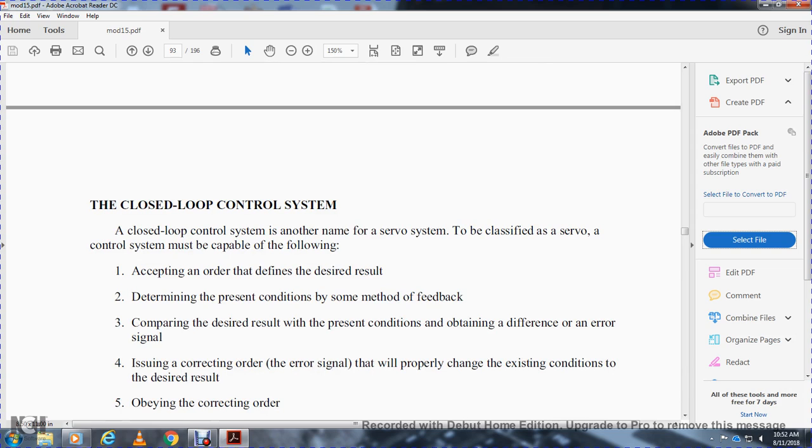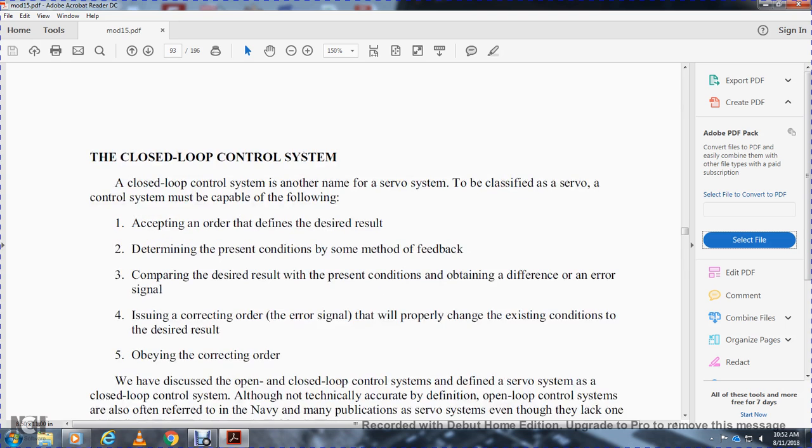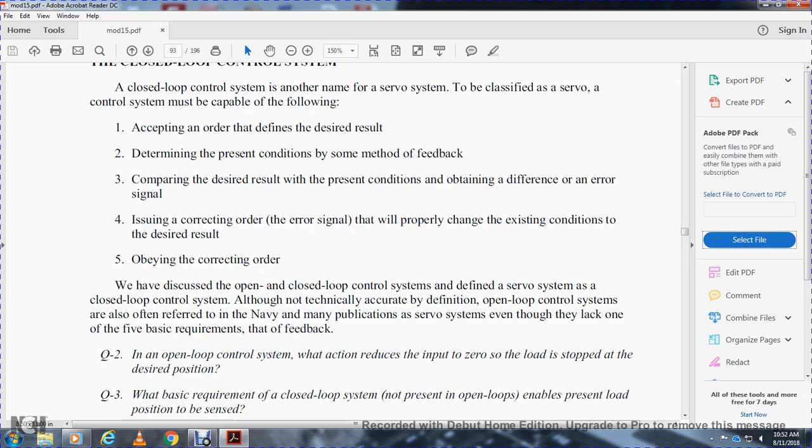The closed loop control system, another name for which is servo system. To be classified as a servo, the control system must be capable of following something in order to determine the desired result. It determines the present condition by some method of feedback, compares it with the desired result, and obtains the difference, or error, signal, issuing the correcting order. With the error signal, the system will properly change the existing conditions to the desired result. We have discovered the open and closed loop control systems.